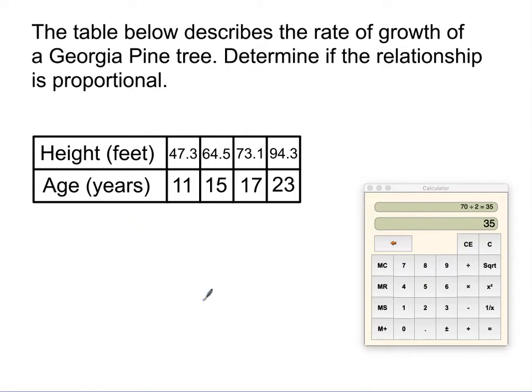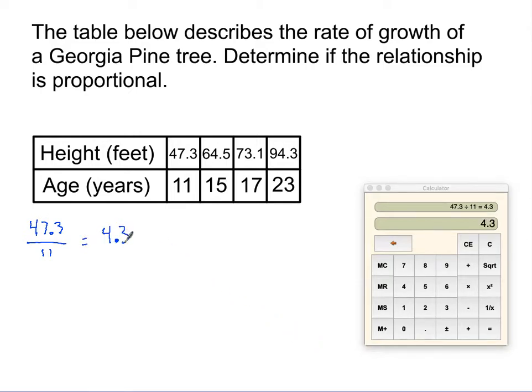The table below describes the rate of growth of a Georgia pine tree. Determine if the relationship is proportional. Okay, so we have a measure of time here, the age in years, so that needs to go on bottom. They kind of set it up nice for us this way on this one. So 47.3 over 11. This line just means divide. That's all I have to do. 47.3 divided by 11 equals 4.3.